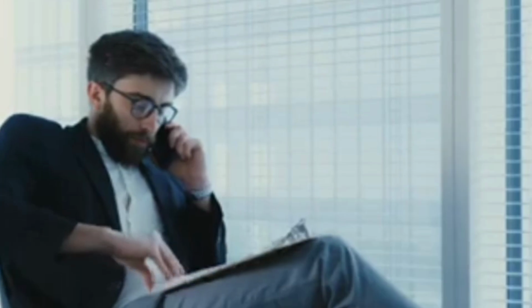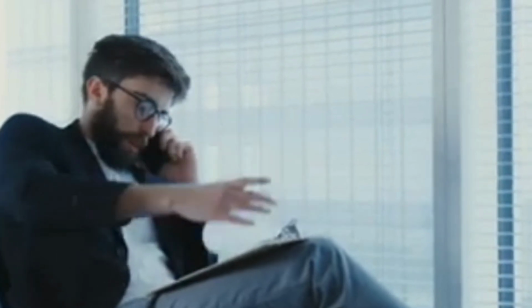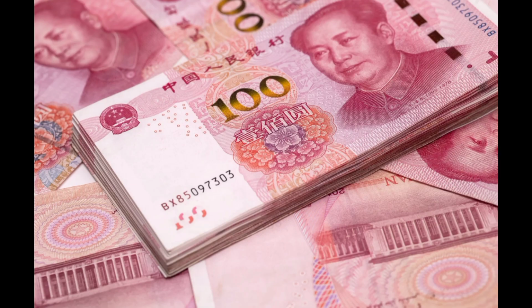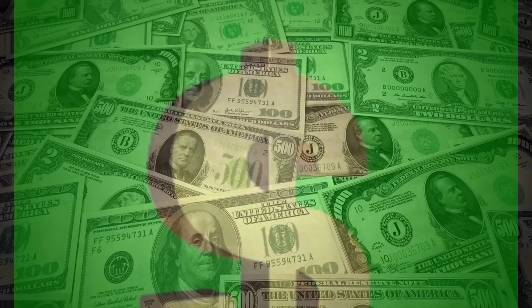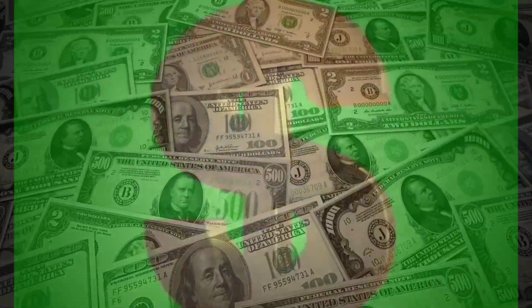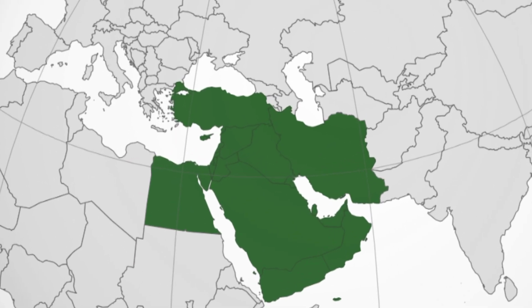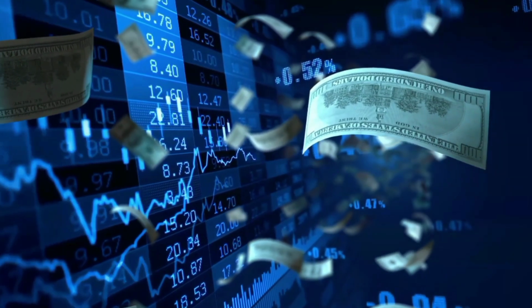Imagine this. You call your supplier in the Middle East and he tells you he doesn't accept your local currency. You can't pay in rupees, yuan, or euros. The only thing that works, US dollars. Even the countries that don't fully trust the United States rely on it every single day. But why? How did one country's money become the backbone of the entire global economy?